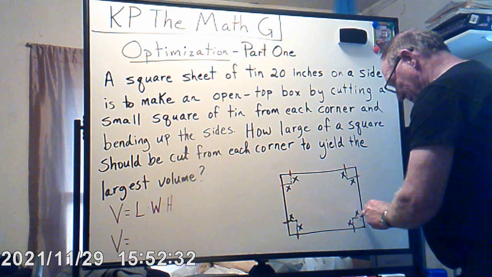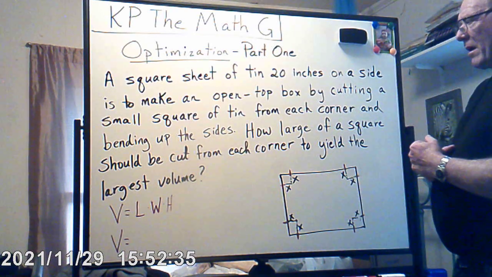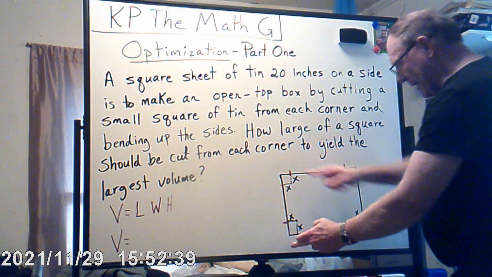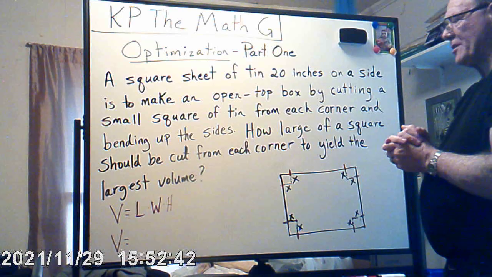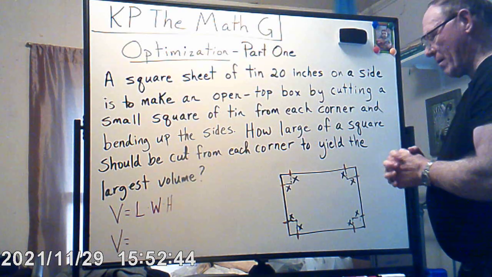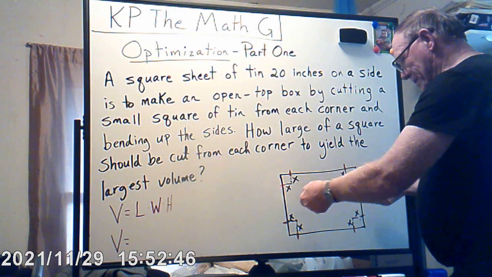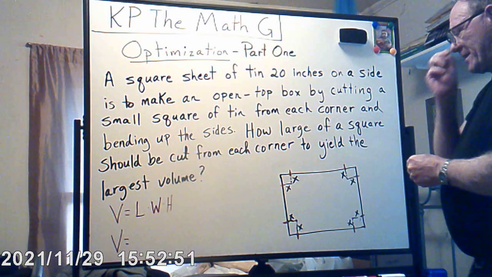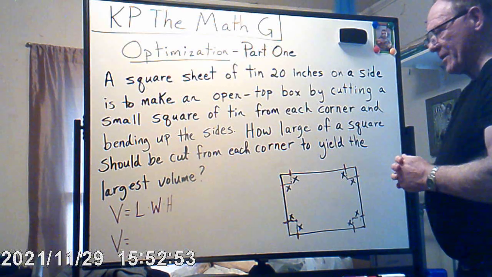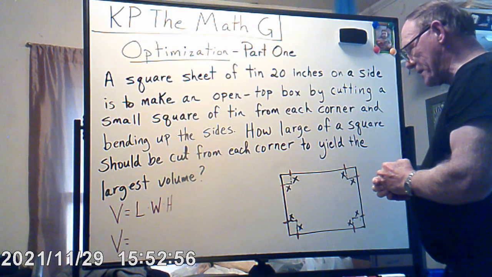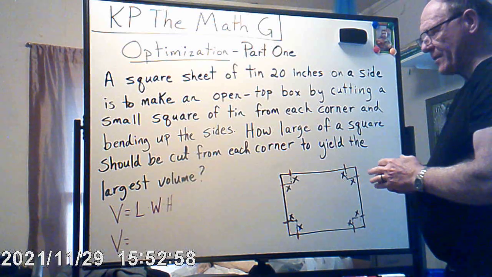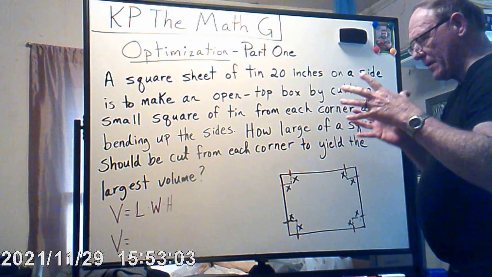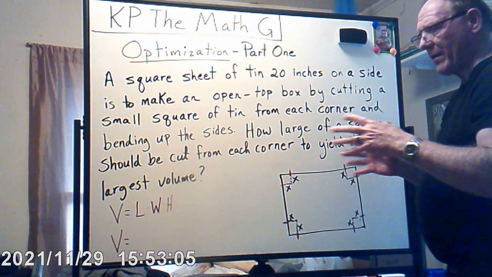Anyhow, this is supposed to be a square, and these corners are cut out. You notice that each side is 20 inches long. It's a sheet of 20 inches. These sides are going to be bent upward. Now the question is, how large of a square should be cut from each corner to yield the largest or the greatest volume? We're wanting to get the greatest amount of volume here.